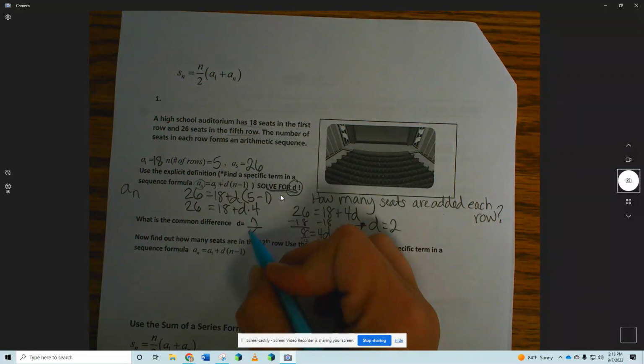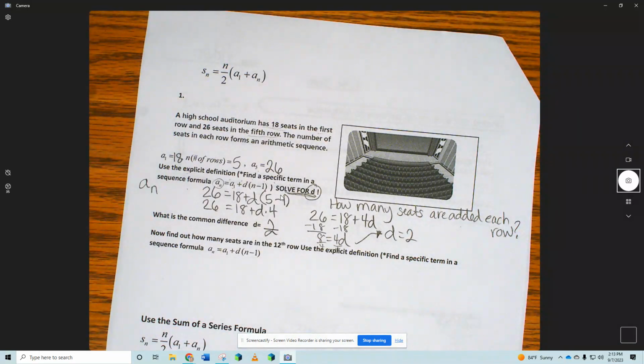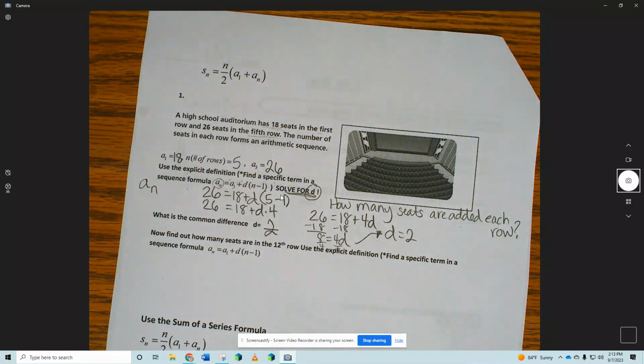2 means what? I just found 2. 2 cats, $2. What did I find? 2 what? 2 seats. Thank you. Yes, 2 seats added to each row. Thank you.